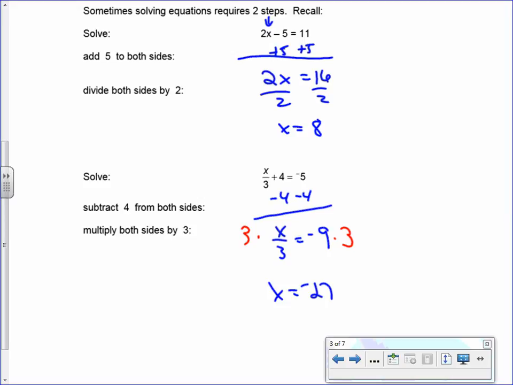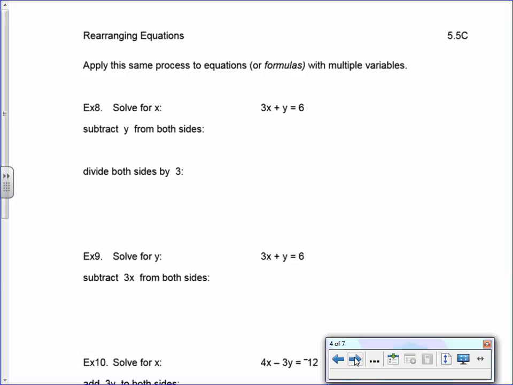Okay? So we are now going to apply this to some equations that have not got so many numbers in them, that have got more than one variable. In fact, sometimes they don't have anything but variables. Okay? All right, so I'm giving you the instructions here, but you should be able to look at this and say, I want to solve for x. I need to get rid of the y and the 3. If that y were a number, like if it were a 2, you would get rid of the 2 first. We're going to get rid of the y first by subtracting it from both sides.